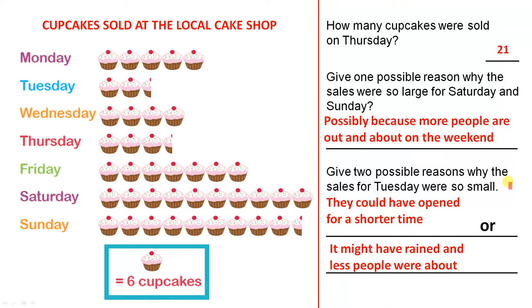Give 2 possible reasons why the sales for Tuesday were so small. You can see that the sales for Tuesday were only 15. 6, 12, 15. Now remember, these are only possible reasons. We're not 100% sure, but they are feasible, possible reasons. They could have opened for a shorter time. So something could have happened on that day, and the store could have opened for a short period. The other possibility, it might have rained and less people were about. So they are two possible reasons, and I'm sure you can think of one or two others.